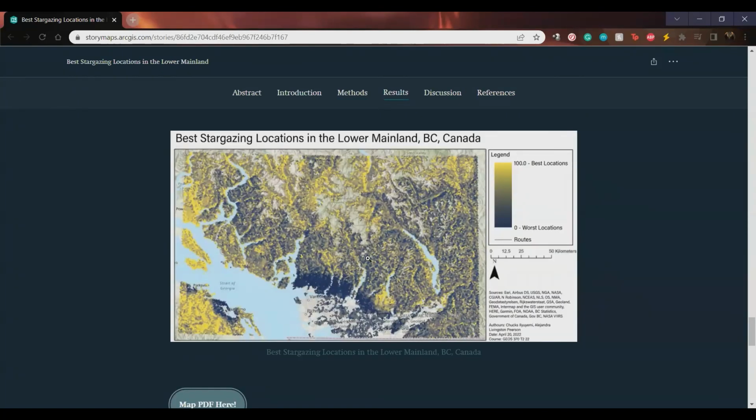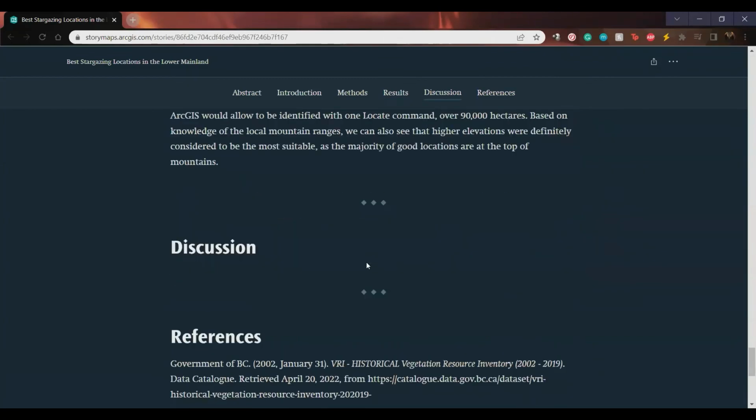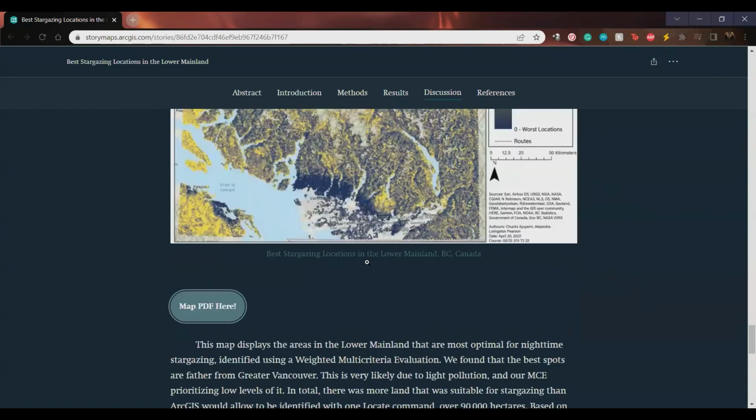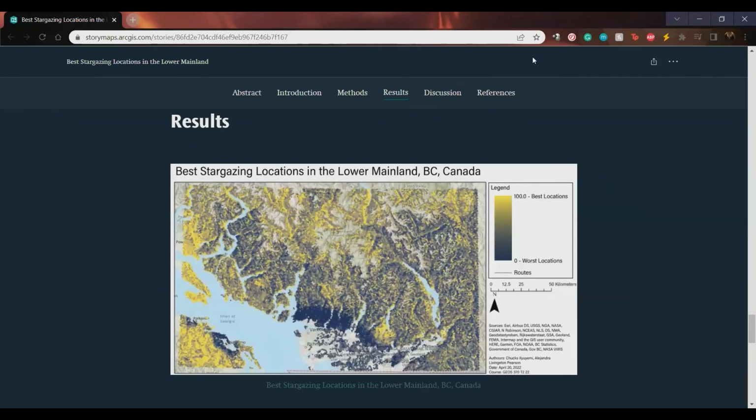But overall, we are pleased to say that there are plentiful places to stargaze in the Lower Mainland, and we hope that next time you think to do so, you check our map to seek out the best spots.